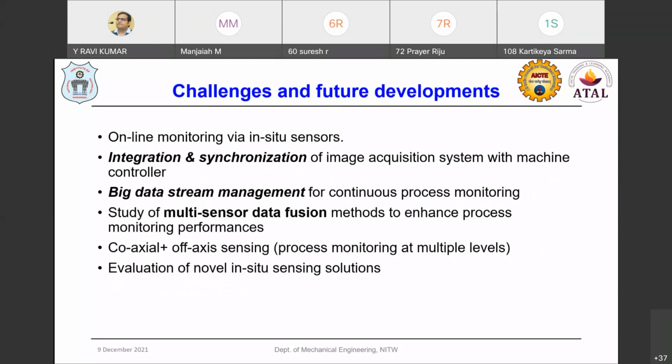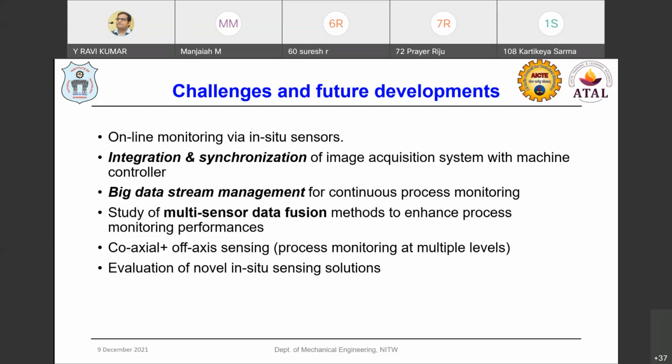Some of the challenges are that online monitoring with in situ sensors is required, the integration and synchronization of image acquisition systems with machine controllers is required, big data streaming management with continuous process monitoring is required, and the study of multiple sensor data fusion methods to enhance process monitoring performance is also required, along with coaxial and off-axis sensing. We are using coaxial, which is efficient, but even in coaxial the melting efficiency is only 40%. The DED system needs to be improved to reach 80% melting efficiency.